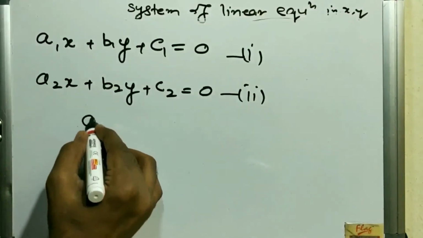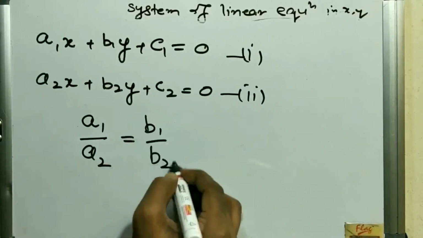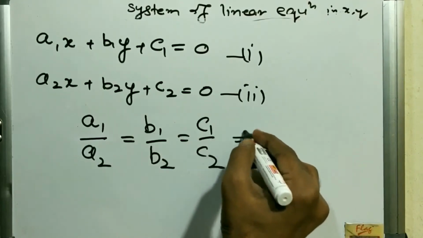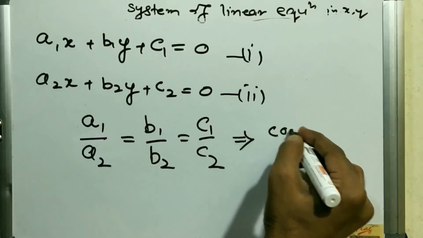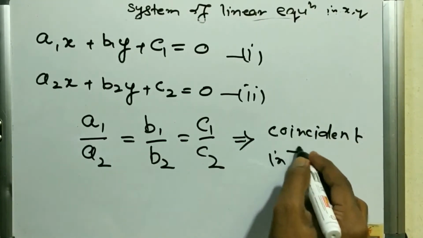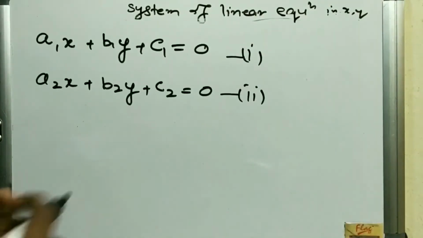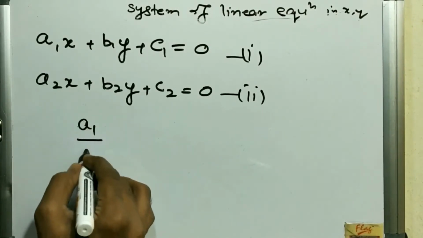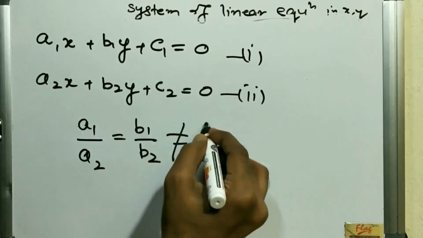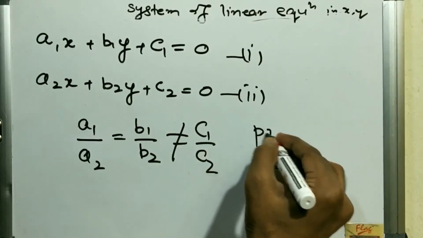Suppose the ratio of coefficients a1 by a2 is equal to b1 by b2 is equal to c1 by c2. We can deduce that the lines are coincident and therefore they have infinitely many solutions. If the ratio a1 by a2 is equal to b1 by b2 but is not equal to c1 by c2, in this case the lines are definitely parallel.